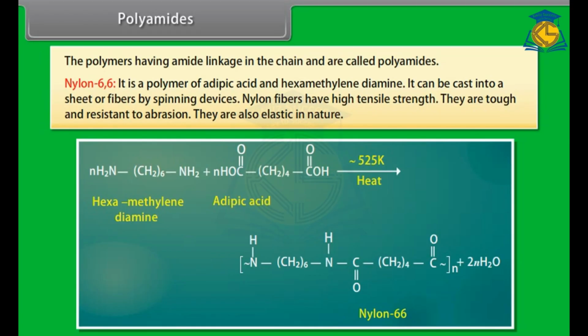It can be cast into a sheet or fibers by spinning devices. Nylon fibers have high tensile strength. They are tough and resistant to abrasion. They are also elastic in nature.